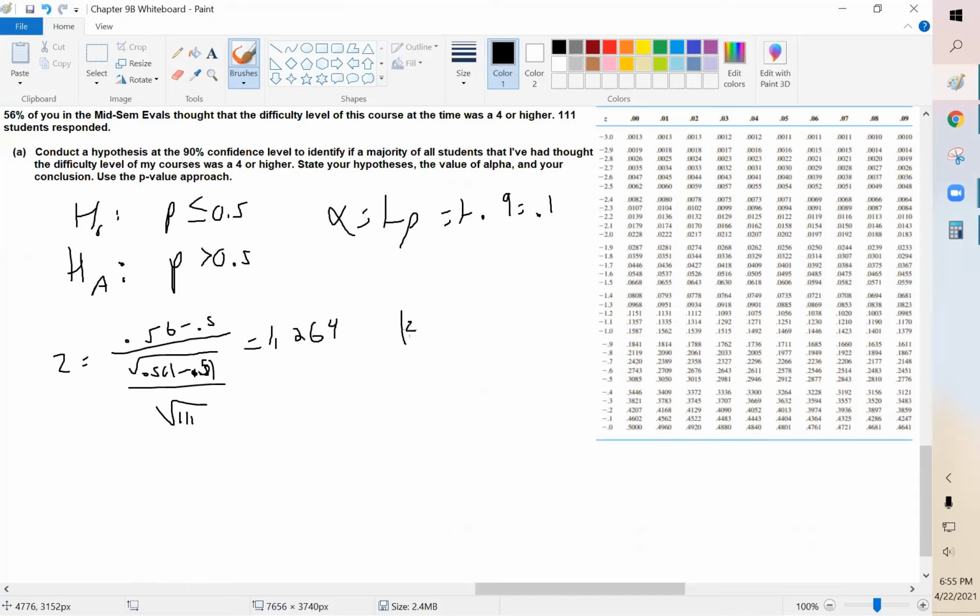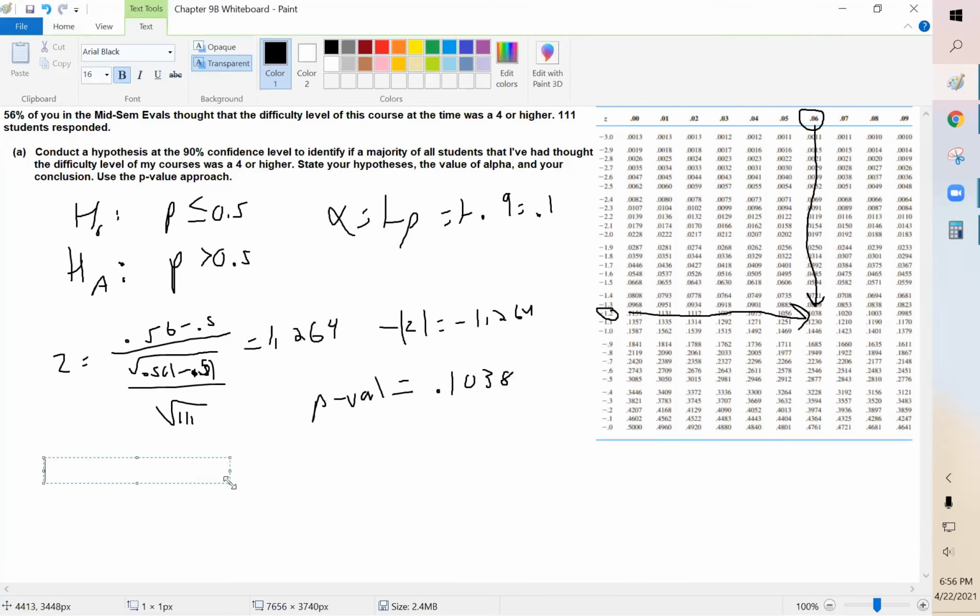So the negative absolute value is negative 1.264. Since this is one-tailed, we just look it up in the table. We don't have to worry about doubling. So we look for negative 1.2. And now we look for the 0.06, which is right here. Draw the arrows down. And we get 0.1038. That is very, very close, but not quite.